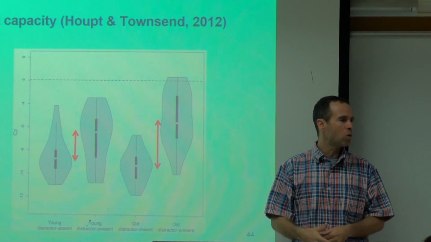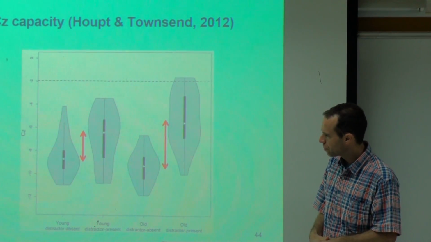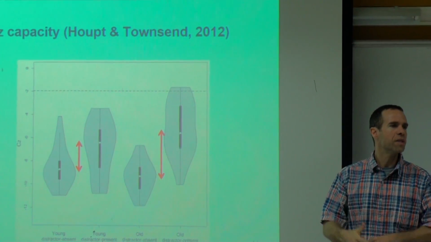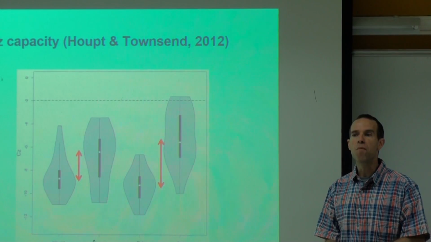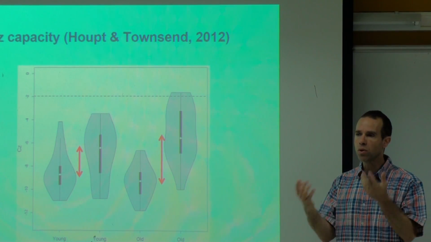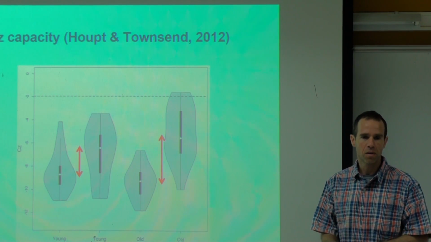If I were to go now to the theories, I would say that by the looks of it, the older adults seem to suffer more from the presence of distractors than the young adults, supporting an inhibition view of cognitive aging.